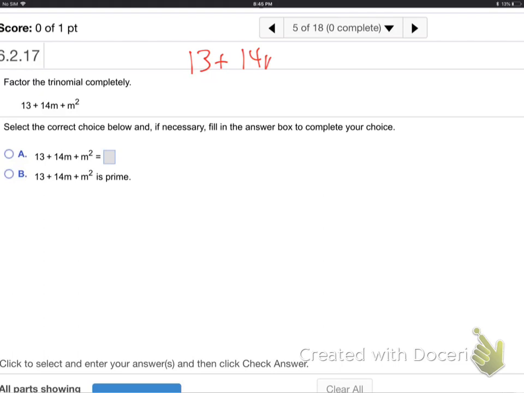13 plus 14m plus m squared. So I would just reorder right away. You want to have the m squared in the front. You want to go from highest power to lowest. You don't have to, but it probably makes it easier for you. So just reorder it from highest power to lowest if they give it to you all mixed up, and then you get it from there. And it's the diamond and the same thing.